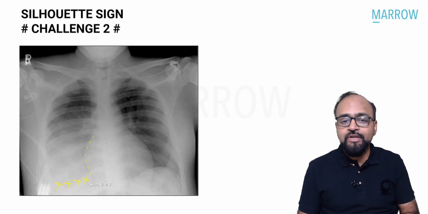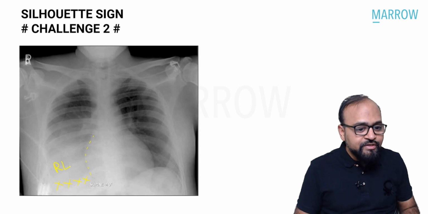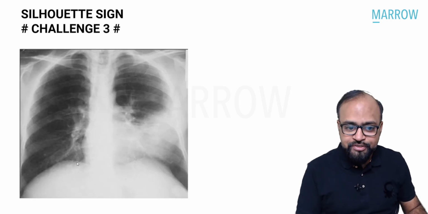So which lobe is commonly involved when the right dome of diaphragm is obscured? It is the right lower lobe. So this is going to be right lower lobe consolidation.